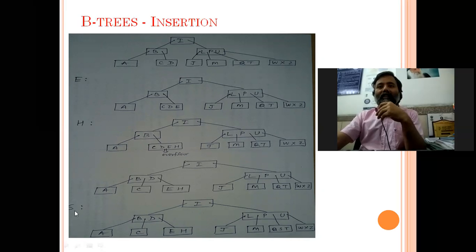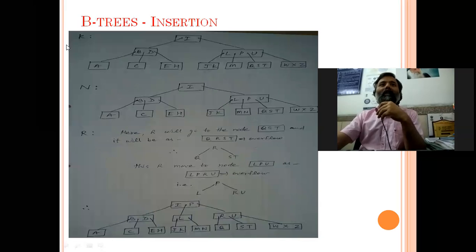Then S is greater than I, then greater than P, less than U, so S is here. Now K, I think you all understood, but again I would like to complete this example. Then K, you can see K is greater than I, then less than L, so it is here. Now N is here. Then R. Now R will be greater than P, less than U, so it will be here. So it will be QRST.